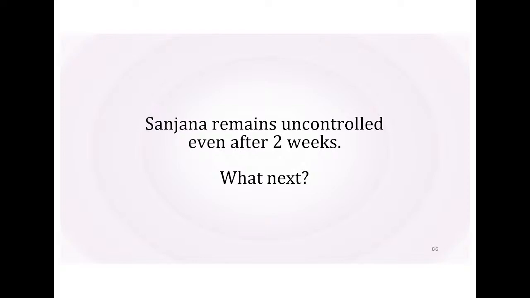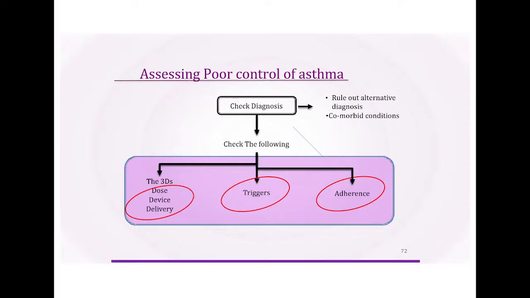Sanjana remains uncontrolled even after 2 weeks. After 2 weeks her symptoms are still uncontrolled. Then what will you do? Again check the diagnosis. Are we missing a diagnosis, is there some alternate diagnosis? And check the following: dose, device and delivery. Is the dose correct or not, is the device correct or not, is the delivery correct or not. Triggers, any other triggers which we have missed, and whether adherence to the treatment is there or not.